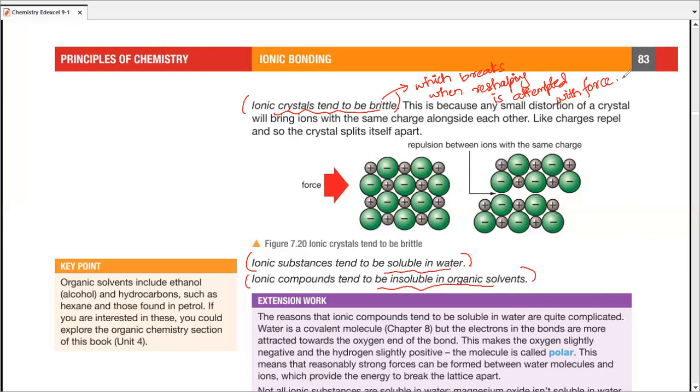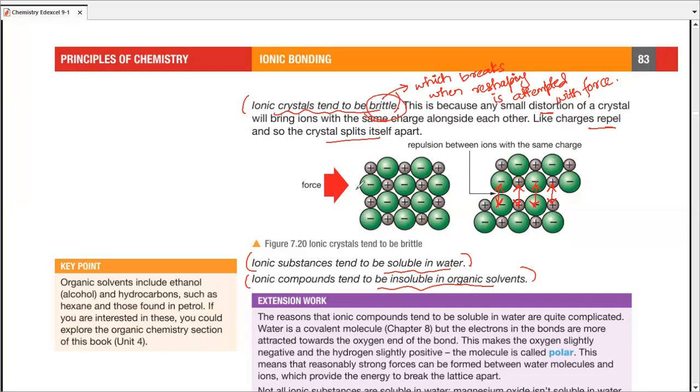They are brittle. Brittle means they break when we try to reshape them. And reshaping is usually attempted with force. So when we try to put some force on them, even a small distortion in the crystal, what happens is that the charges or the layers move in such a way that negative confronts negative, positive confronts positive. When that happens, instead of attraction, they would start repelling. So this splits the crystal apart. The entire crystal breaks. We can't reshape them. Hence, we use the word brittle.